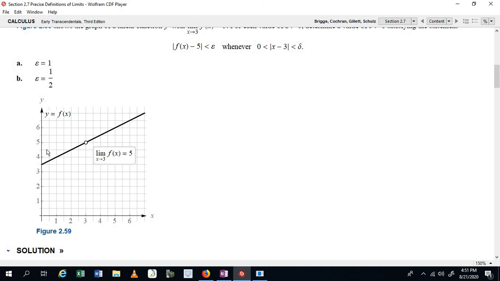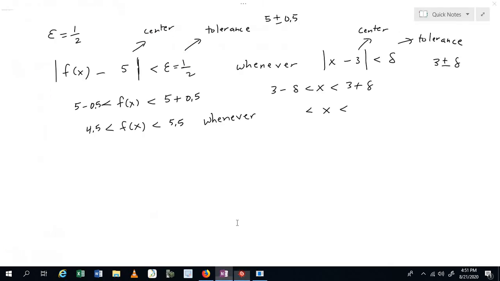So 2 to 4 has a center of 3 with a tolerance of 1. So 3 plus or minus 1, if you write it in those terms. So we're talking about 3 plus or minus 1, which means delta has to be 1. If you want this to be 3 plus or minus 1, that means delta would have to be 1.